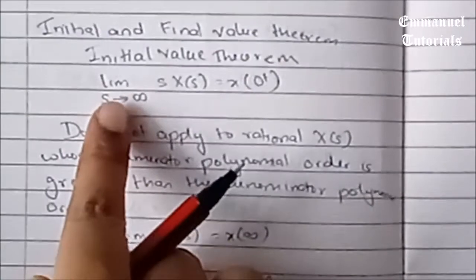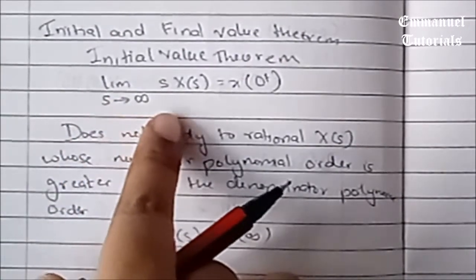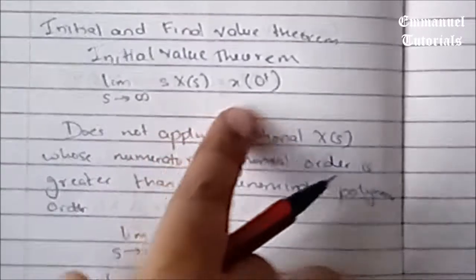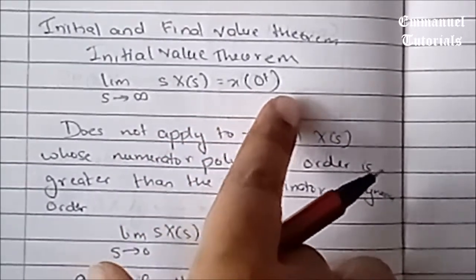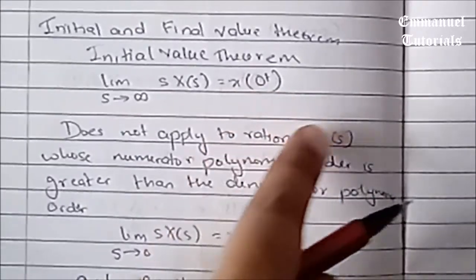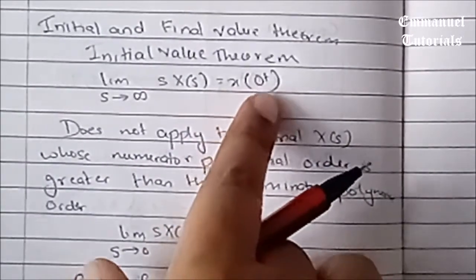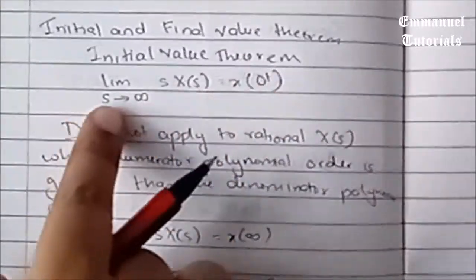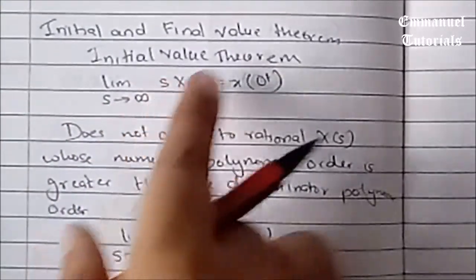So what does it state? Limit s tends to infinity, s into x of s. If you want to find out this, it will be equal to x of 0. So what does it mean is that if you want to find out x of 0 value, it is limit s tends to infinity s into x of s.